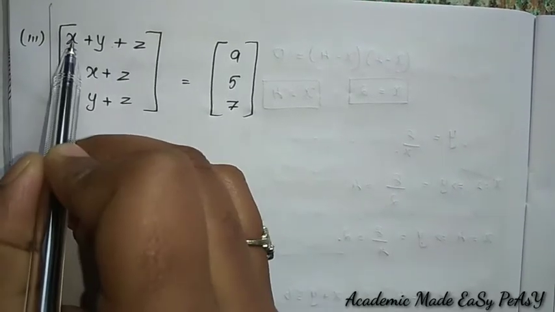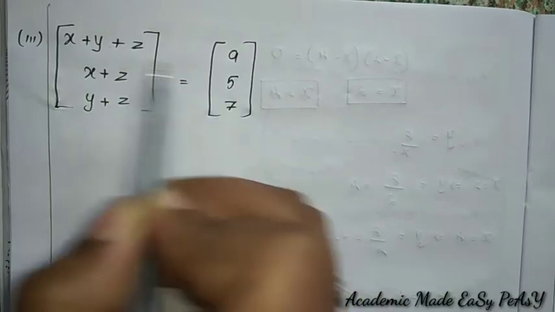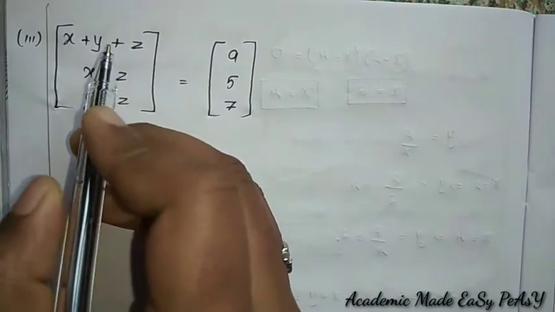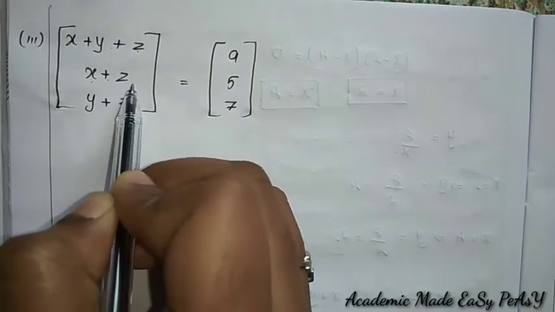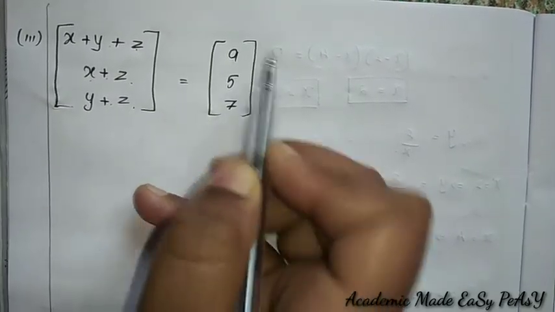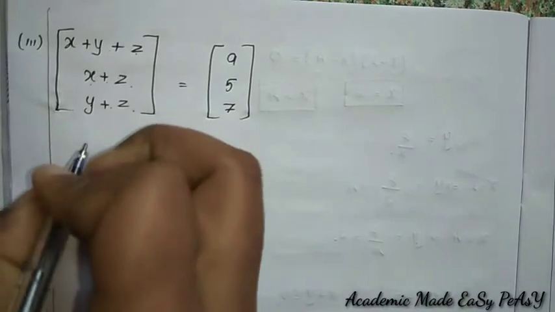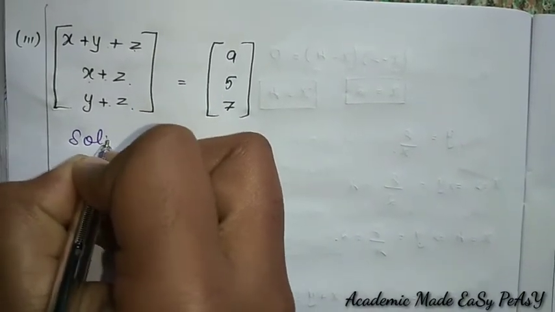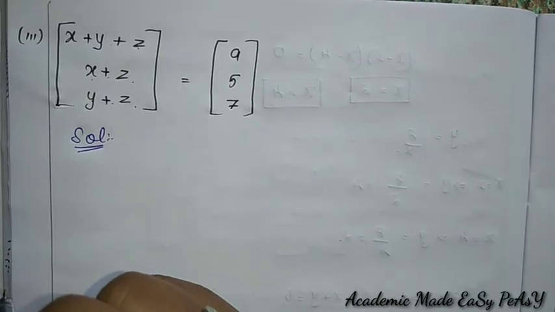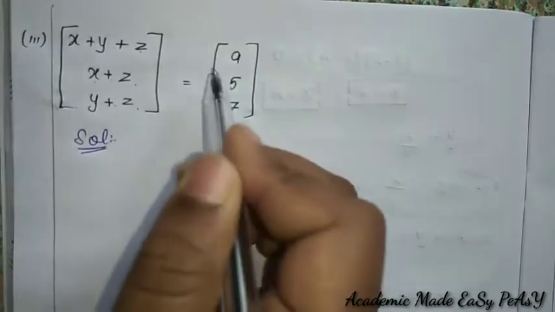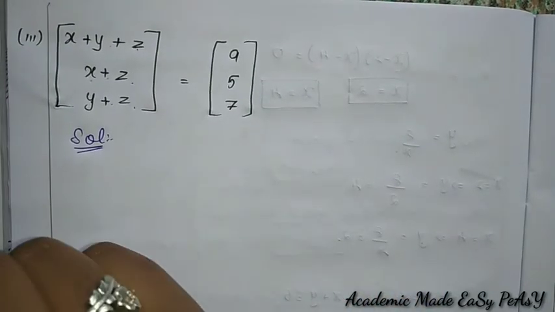Subdivision 3. Two matrices are given, in which the two are also equal. So here x plus y plus z, x plus z, y plus z is equal to 9, 5, 7. So now, what type of matrix is it? It is a column matrix because it has only one column. You have to be very thorough with all those.